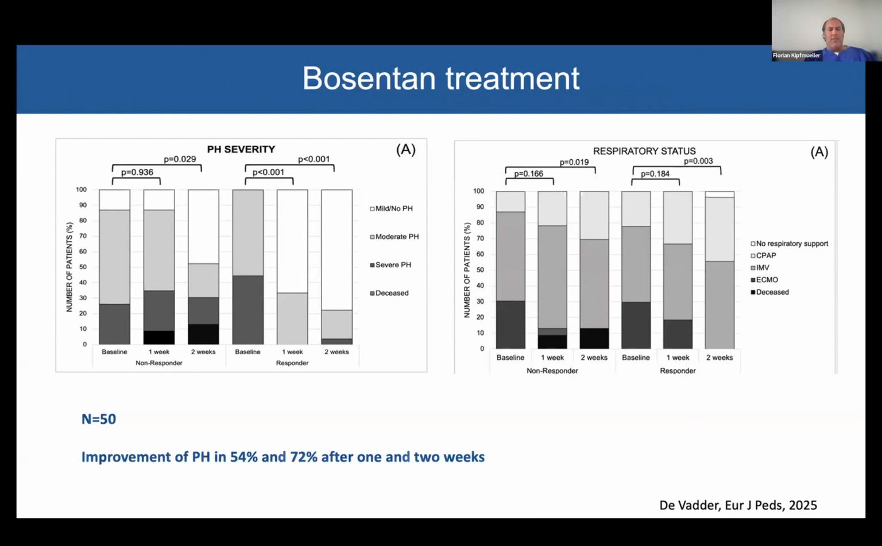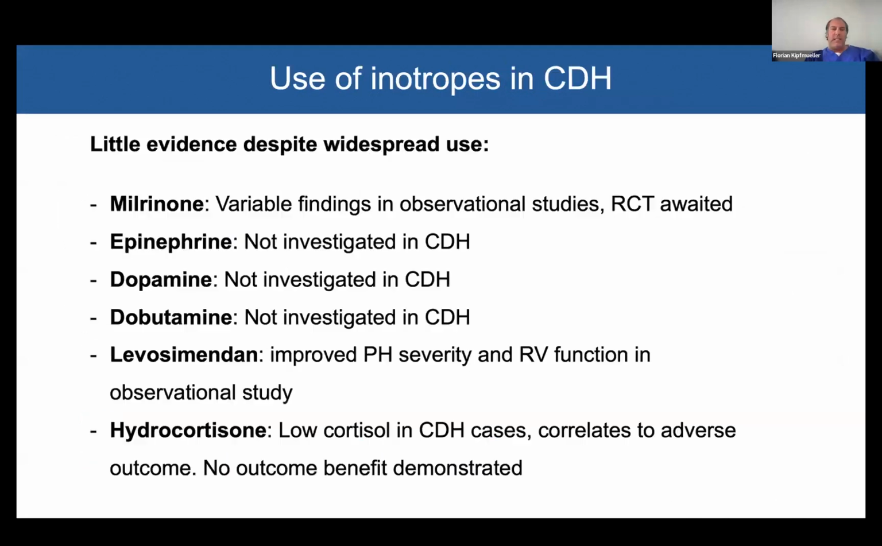And in these 50 patients, we were able to see an improvement of pulmonary hypertension when measured by echocardiography in 50% after 1 week and in 72% after 2 weeks. So there is a certain effect. There might be some more selective ET1 antagonists out there, but there's no data on this yet.